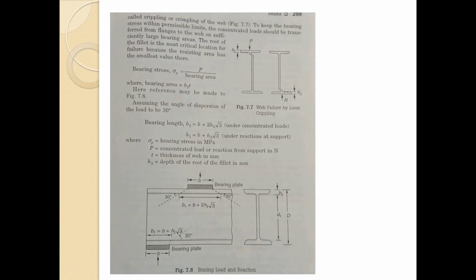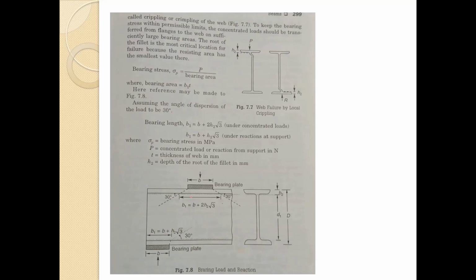Now, to keep the bearing stresses within the permissible limit, the concentrated load should be transferred from the flanges to the web on a sufficiently large bearing area. The root of the fillet is the most critical location for the failure because the resisting area has the smallest value over here. So the bearing stress, that is sigma p, equals P divided by the bearing area. P is nothing but the force, where the bearing area is b1 into t.